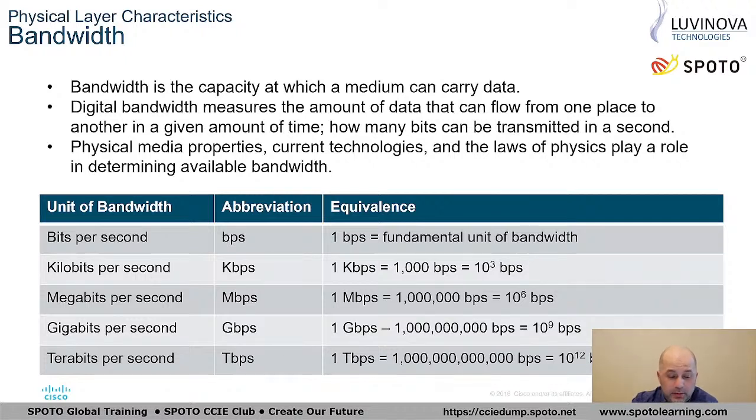Bandwidth, kilobits per second, which we have in the abbreviation kbps, which is 1000 bits per second. Megabits per second forms 1 million bits per second.